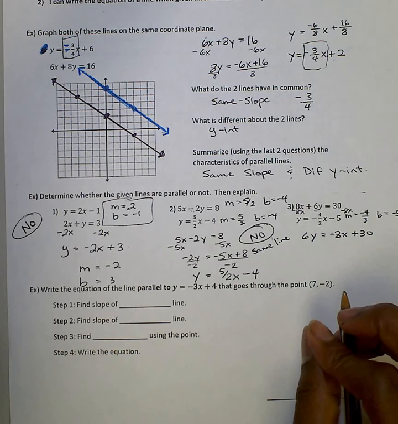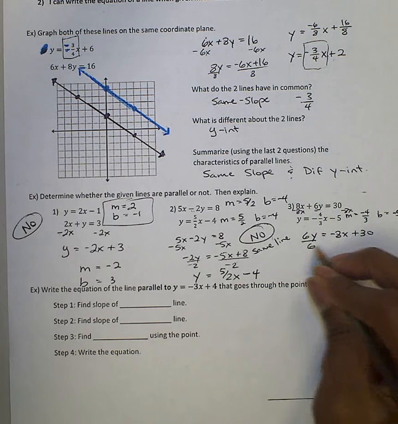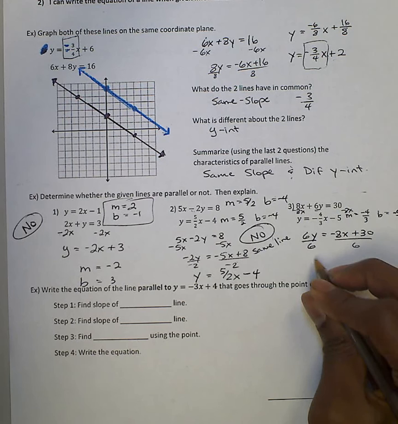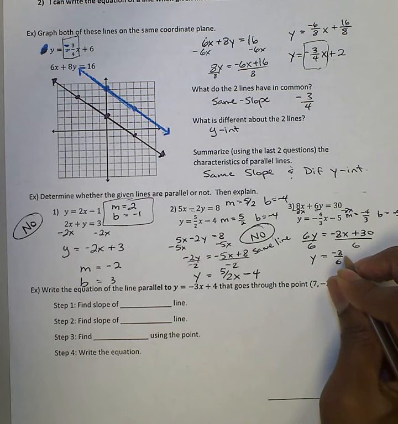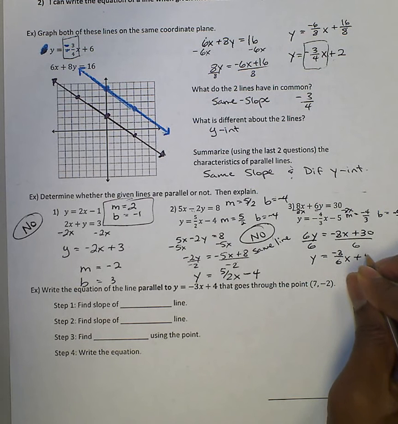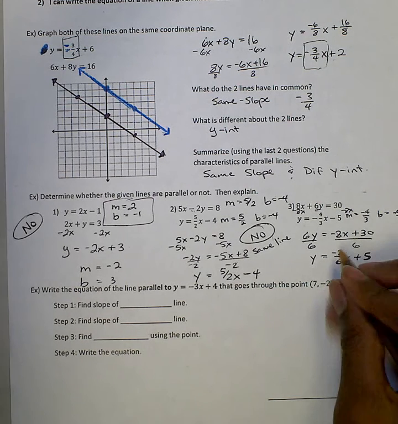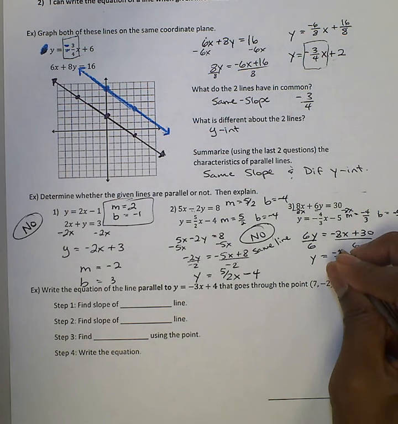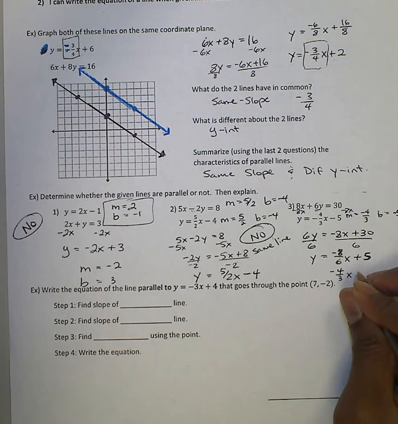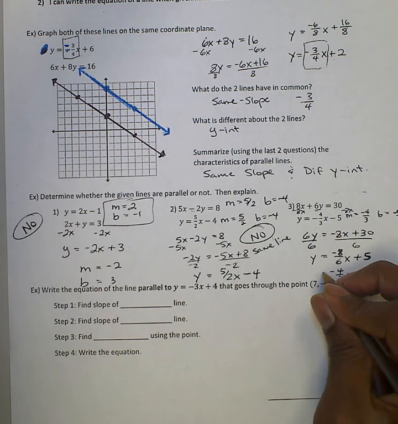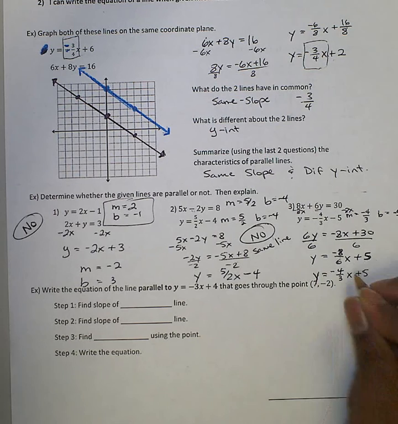Okay, and then I'll divide both sides by 6, and that gives me y equals negative 8 over 6x plus 5. And I'm going to simplify this. You always want to simplify your fractions, and that gives me negative 4/3 x plus 5. Alright, so y is by itself. That means this is in slope-intercept form.